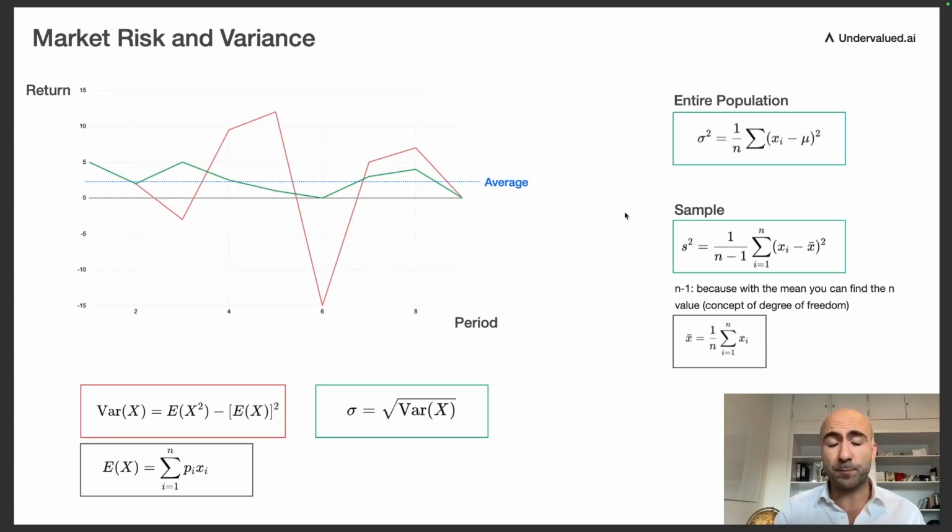Now, a small note: when you talk about a sample, you have to divide by n-1 for the variance, but you don't have to when we're talking about the entire population. This has to do with degrees of freedom, but that's a different topic, and I invite you to deep dive into it on your own.